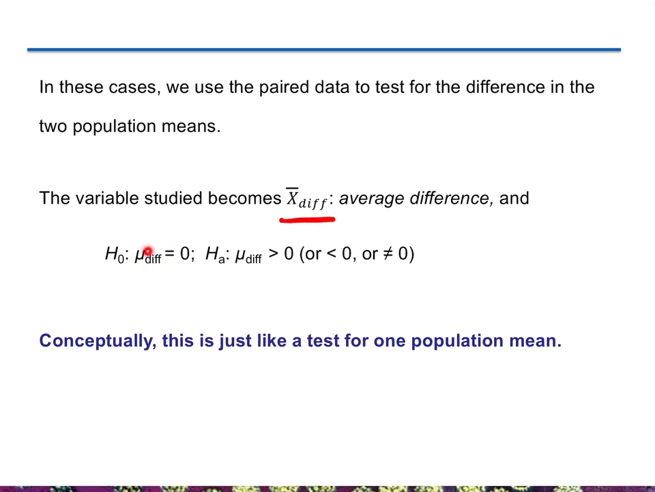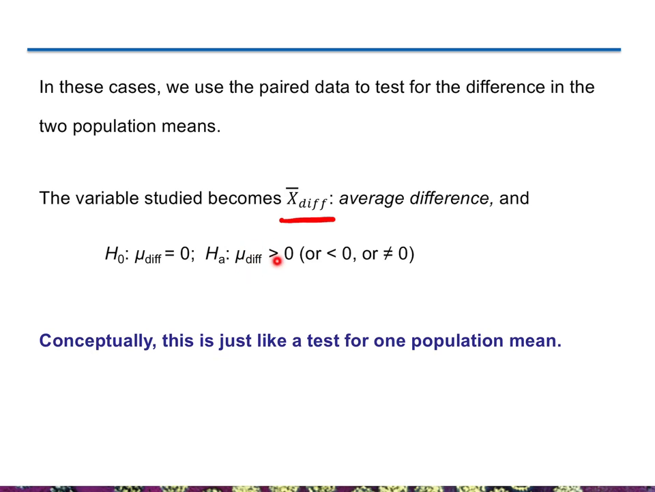So our null hypothesis is going to be that the mean difference equals 0. In this pre and post test example, if the mean difference is 0 for our null hypothesis, that's a way of saying that students didn't learn anything in the class. Their post-test scores are on average no different than their pre-test scores. The mean difference is 0.